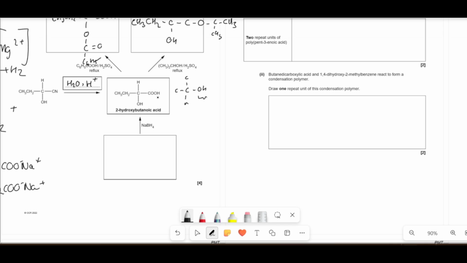You can't undo that. However, you can get back to an alcohol by reducing something. If you're reducing something, you're adding H's into it as well. So if we're taking the H's out, it's going to be a ketone here. So we've got CH3, CH2, C double bond O, COOH, and there you go.